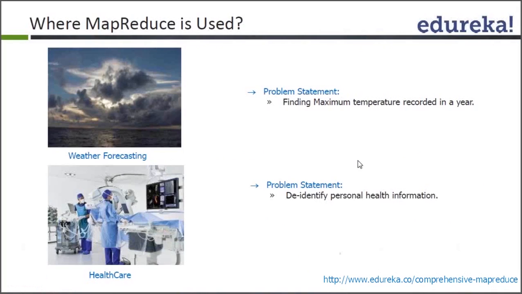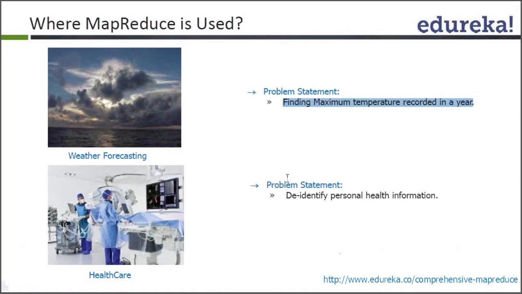And if you look at the slide, what do we do in the weather data? You can find out the maximum temperature recorded in a year. You can prove how global warming is really happening. So these are the things where analysis of information via MapReduce would be good.